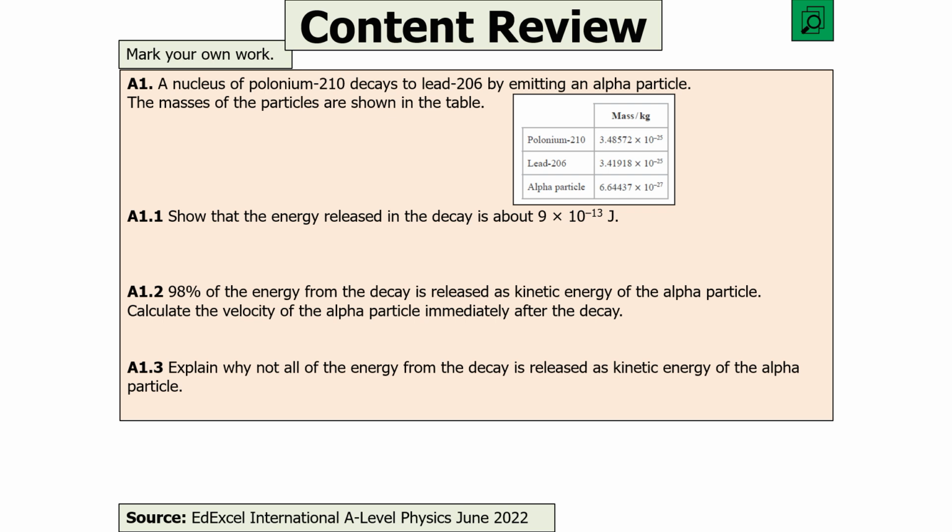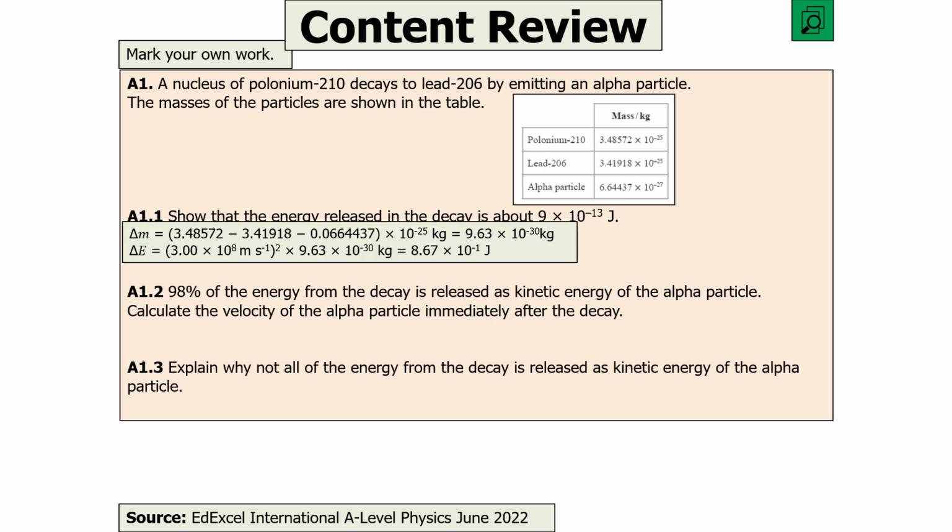Right, in this first one, we know what the mass difference is. So work out the mass before, which is going to be the polonium. Then subtract the lead and the alpha particle from that, and we get a difference of 9.63 times 10 to the minus 30 kilograms. We can turn that into energy by doing E equals mc squared. So multiply that by (3 times 10 to the 8) squared, and we get 8.67 times 10 to the minus 1 joules. That's the energy.